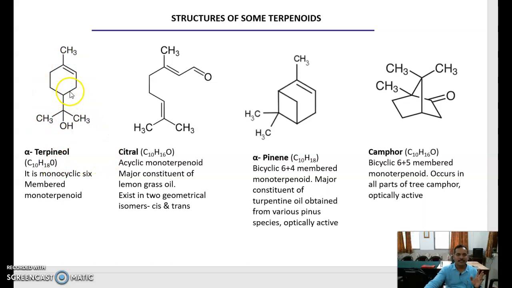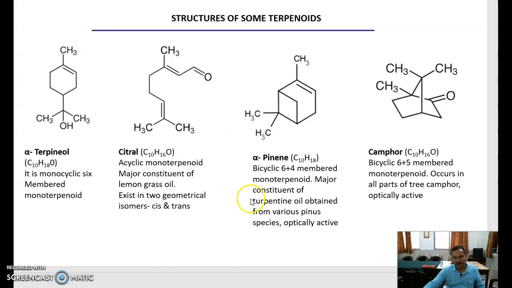Then you have to see the structure. Then this second structure is very important. Its name is citral. Its molecular formula is C10H16O. It is an acyclic monoterpenoid. And remember, it is the major constituent of lemongrass oil. It exists in two geometrical isomers, cis and trans. Further, we have to see this part in detail. But right now, you just remember that citral exists in two geometrical isomeric forms, that is the cis isomer and the trans isomer.